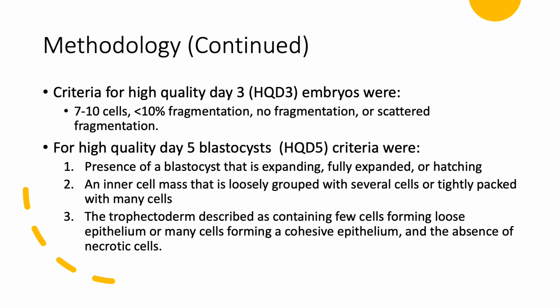For high-quality day 5 blastocysts, also known as HQD5, criteria were presence of blastocysts that is expanding, fully expanded, or hatching, an inner cell mass that is loosely grouped with several cells or tightly packed with many cells, the trophectoderm described as containing few cells forming loose epithelium or many cells forming a cohesive epithelium, and the absence of necrotic cells.